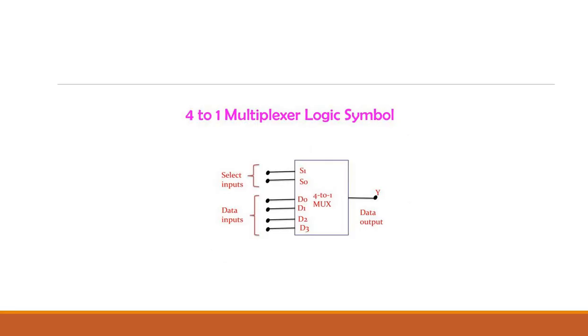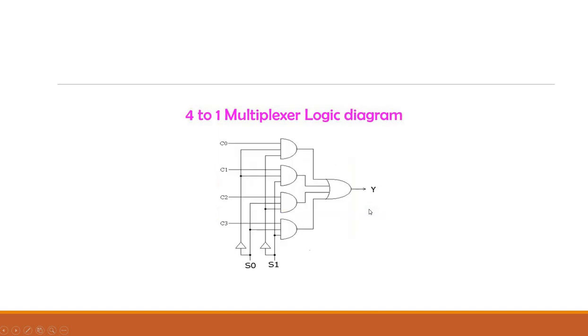So this is a logical symbol. Four inputs D0 to D3 are given and 2 select lines S1 and S0 are given, which determine the output Y. Using these select lines, the output is determined. So this is the logical diagram of the multiplexer. Here C0 to C3 are the inputs and S0, S1 are the select lines, and the NOT gate is used so that if S1 is 0, this input is given, and if S1 is 1, we have to NOT the S0. So this gives the output of the multiplexer.